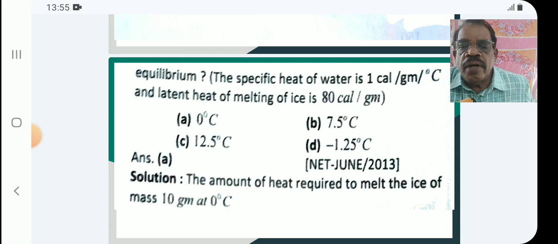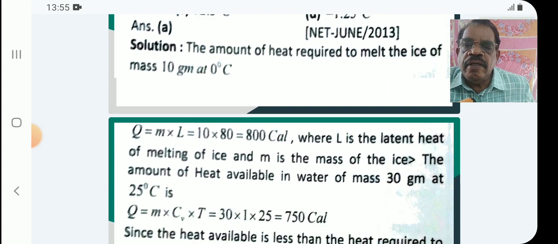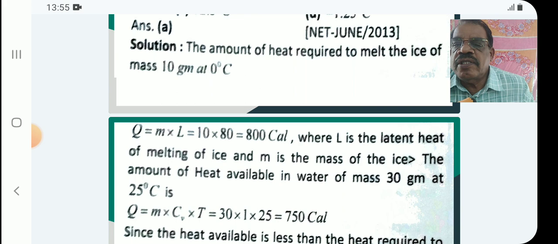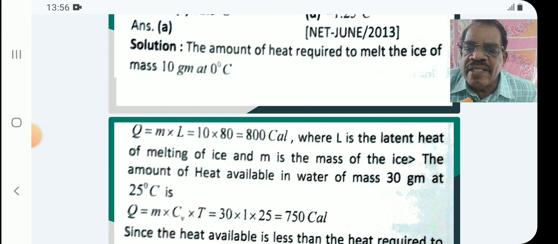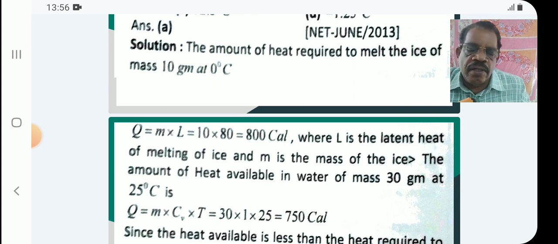The amount of heat required to melt ice of mass 10 grams at 0 degrees Celsius: Q is mL, 10 into 80, that is 800 calorie. Thus this we do in CGS system. In CGS system, the latent heat of melting of ice is 80, and m is the mass of the ice.